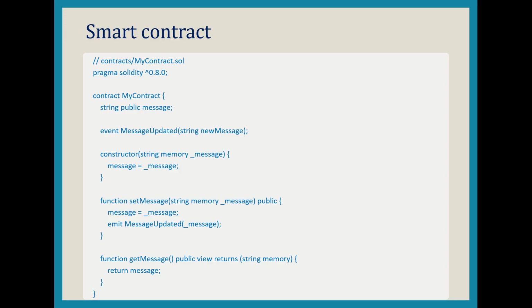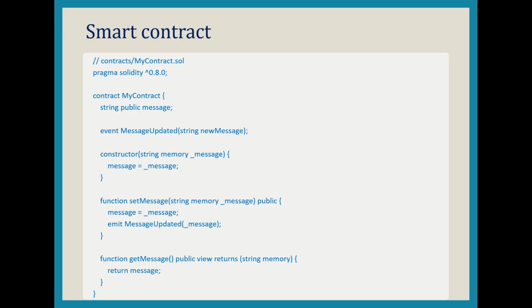Okay. Next is your constructor. We have done the constructor twice or thrice already. So the constructor sets the state variable message to the value of _message. Now we are setting the function to update the message, right? So function setMessage(string memory _message) declares a public function that takes one parameter _message, which is a string stored in memory, right? So what this does is it updates the message state variable with the new value provided by _message.